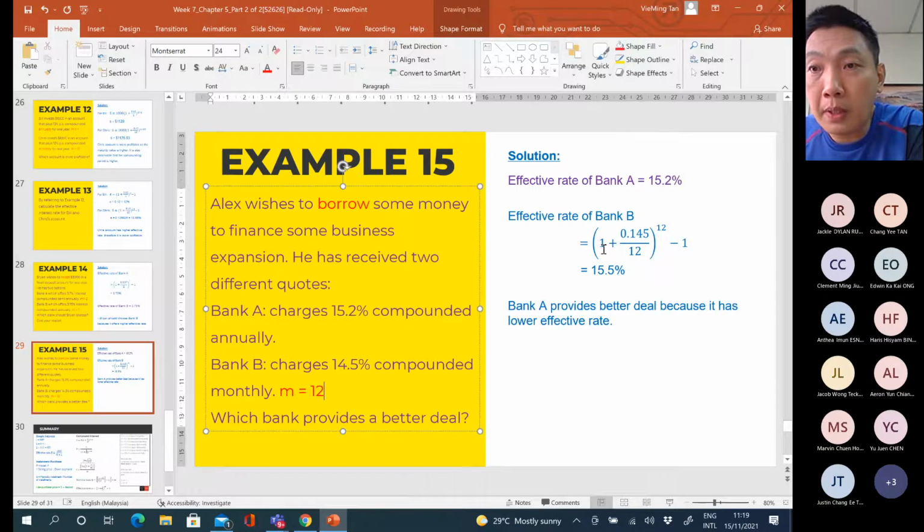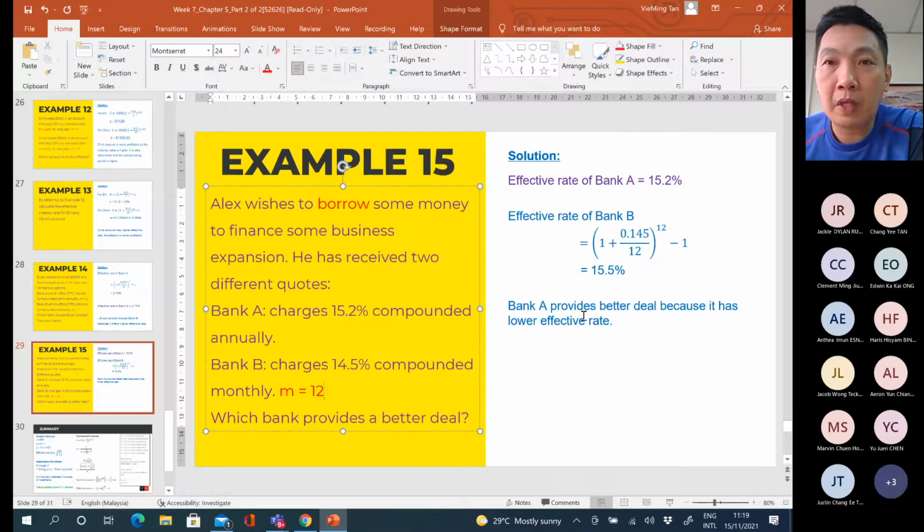So the answer is 1 plus the annual rate, where the annual rate here refers to the nominal rate, divided by 12. 12 is because M is equal to 12. Power 12, which is M, minus 1. So I get 15.5%.